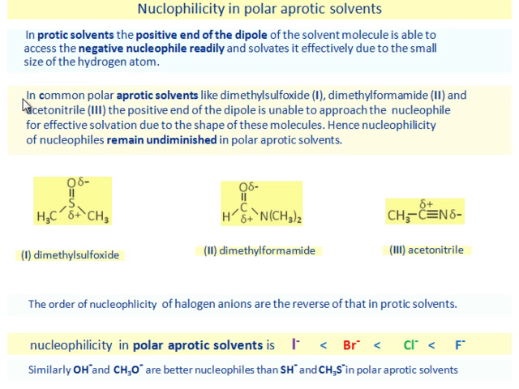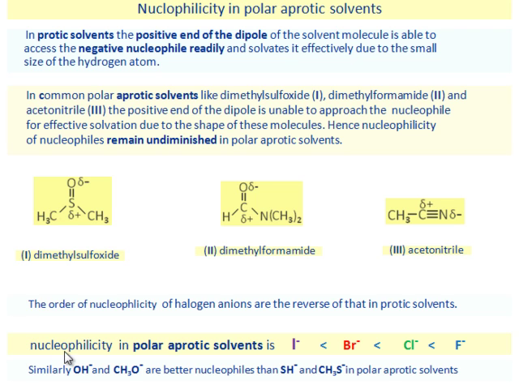In common polar aprotic solvents like dimethyl sulfoxide, dimethyl formamide, and acetonitrile, the positive end of the dipole is unable to approach the nucleophile for effective solvation due to the shape of these molecules. Hence, nucleophilicity of nucleophiles remains undiminished in polar aprotic solvents. The order of nucleophilicity of halogen anions is the reverse of that in protic solvents.